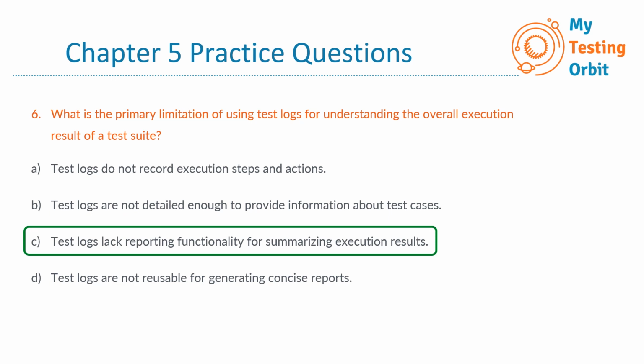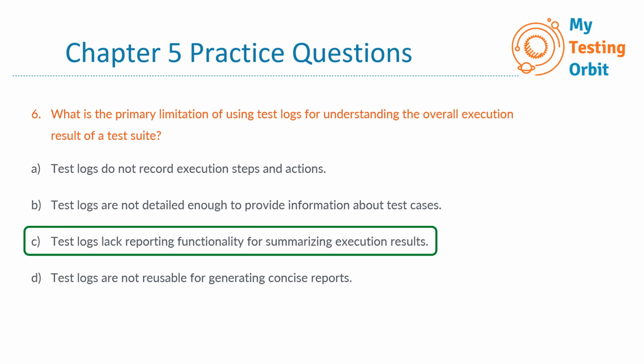And the correct answer is C. Test logs lack reporting functionality for summarizing execution results. So while test logs provide detailed information about execution steps, actions, and responses, they do not offer a good overview of the overall execution result. And this limitation is due to the absence of reporting functionality, which is necessary to create and publish concise reports summarizing the results. Hence, this is the correct answer.